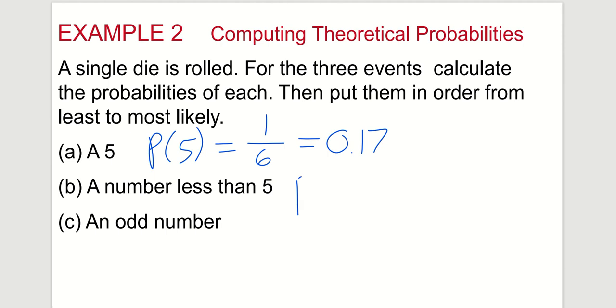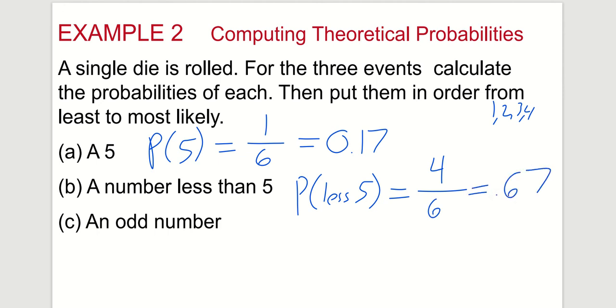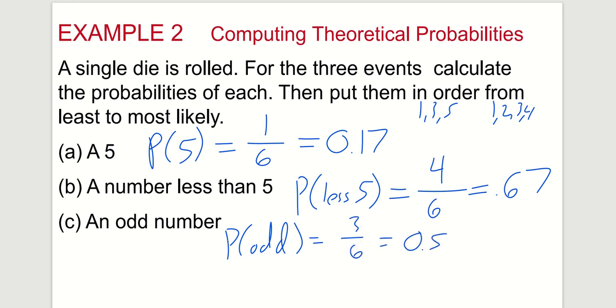A number less than 5. So on the die, how many numbers would be less than 5? Well, we'd have 1, 2, 3, and 4. So that's 4 outcomes out of 6, which would be 0.67. And then the probability of an odd number. An odd would include the outcomes 1, 3, and 5. That's 3 out of 6 possibilities, which would have probability 0.5.